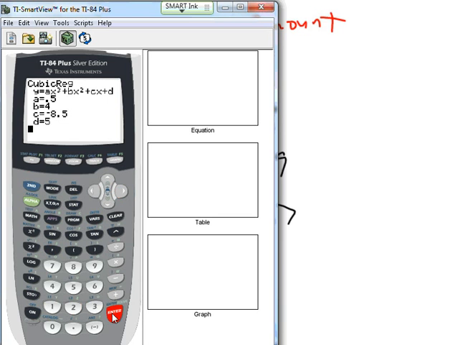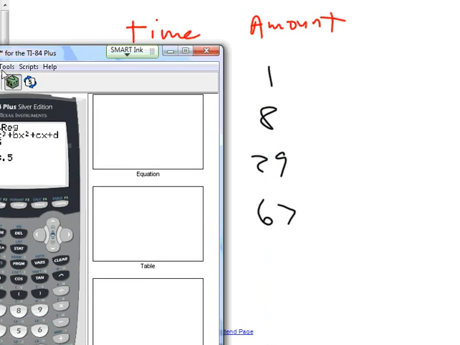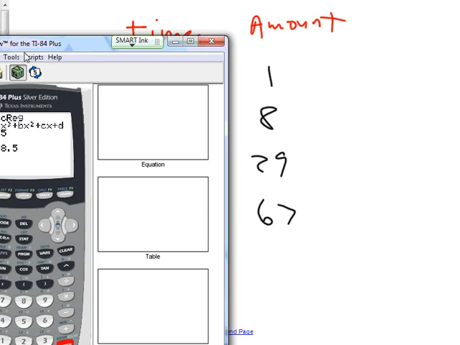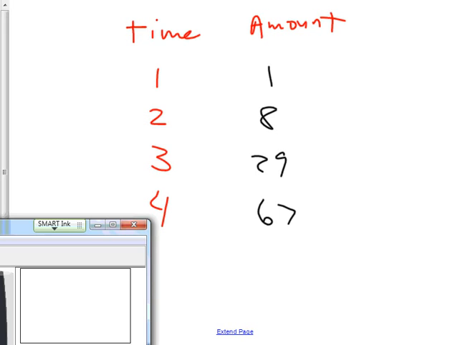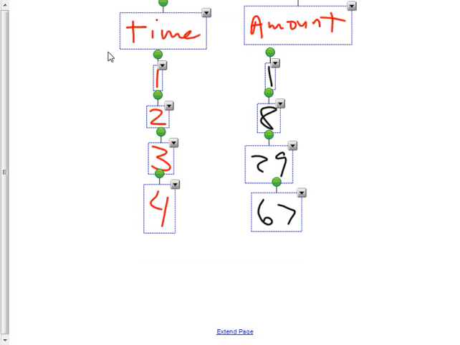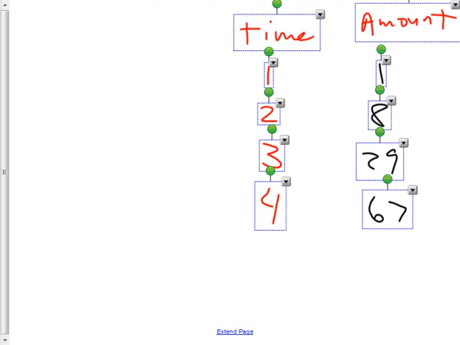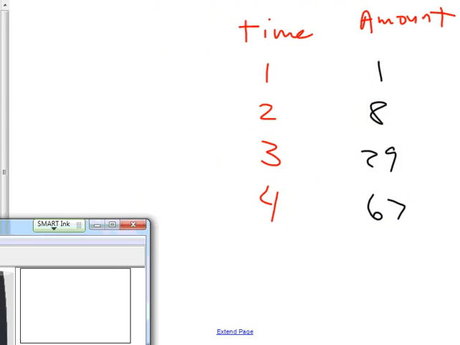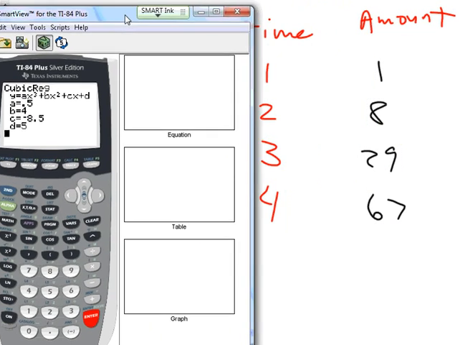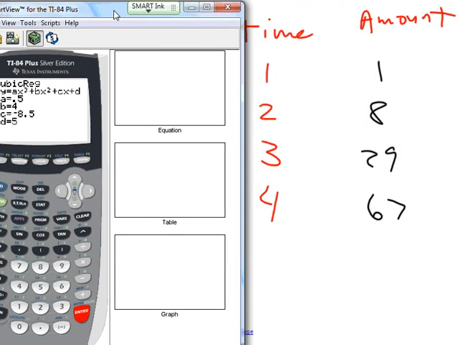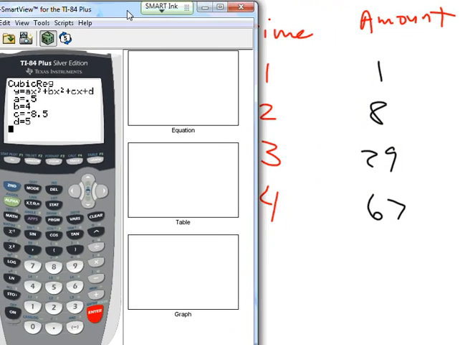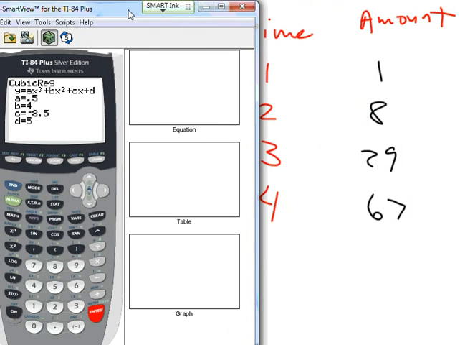Your numbers must be different if you got different data on your calculator. So I'll move this over so you can see. There. Okay. So now, what can I do with this?